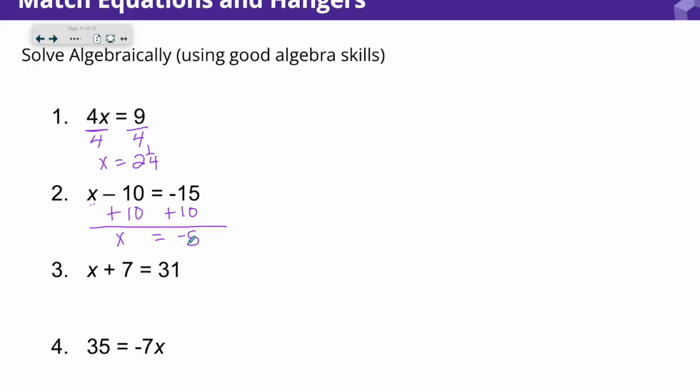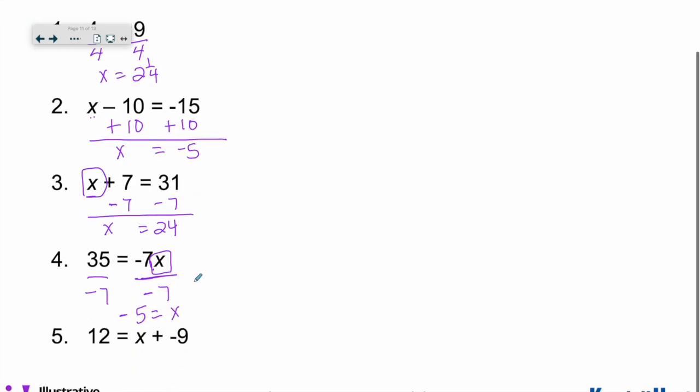x plus 7 equals 31. Here's my x. I want to undo the addition by subtracting. So x equals 24. Here's my x in the number 4. I'm multiplying by -7, so the inverse operation is to divide, and we get -5 equals x.